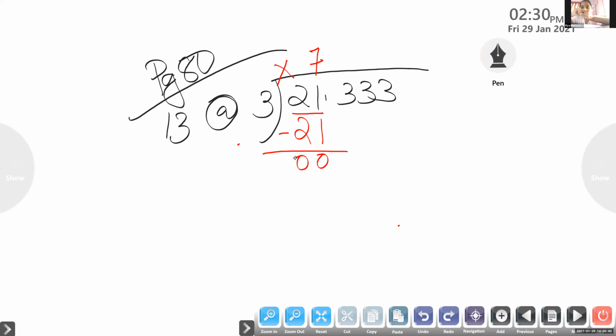Then place the decimal point. Yes, very good. That is very important, children. Place the decimal point just above the decimal point in the question, that is in the dividend. You have to place it in the quotient. Okay. Then bring down 3.